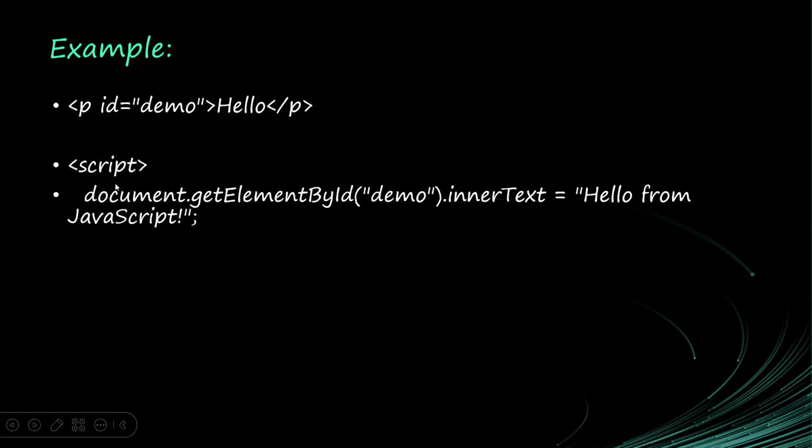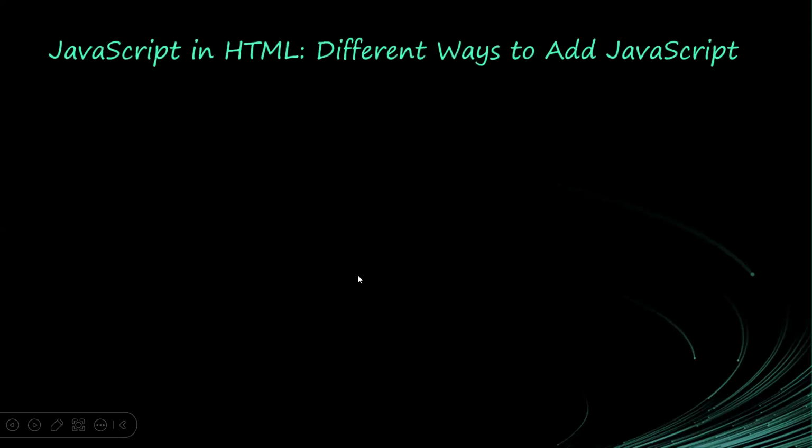But basically, what we are doing here is using this method to look for an element that has ID of demo, which is this one. And then we are changing the inner text from hello to hello from JavaScript. Okay, so you can try this out. Look at the code, document.getElementById, but that's not our primary aim right now. We'll talk about DOM manipulation later on. But you can use JavaScript to manipulate the DOM.